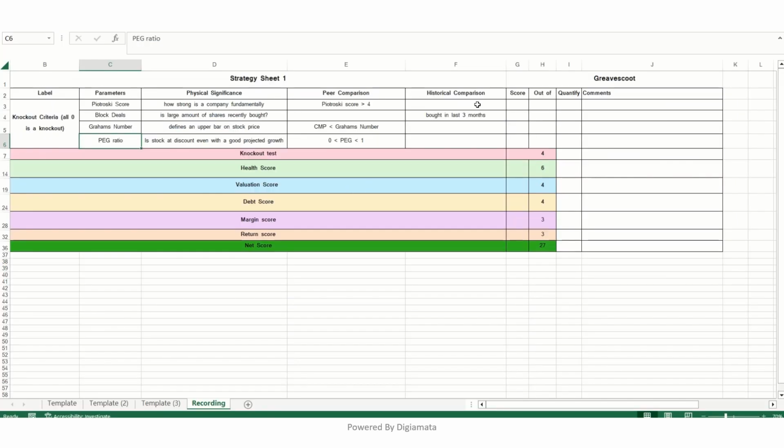So your Piotroski's score, is it greater than 0, greater than 4, sorry? Yes, it is. So its score is 1. The third is your Graham's number. Is your current market price less than Graham's number? No, so this goes to 0. And your PEG ratio, is it greater than 0 and less than 1? No, so this goes to 0.